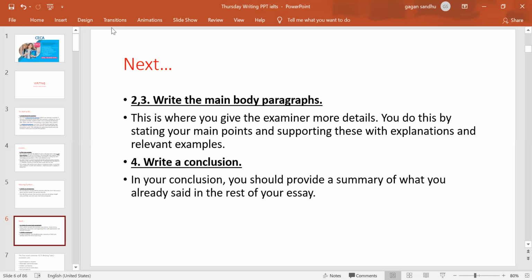After that, the fourth paragraph will be the conclusion, where you will provide a summary of what you have already said in the rest of your essay. Remember that in the conclusion, you won't be able to use the similar words you used in the essay. The words need to be different from what you have already written in the essay.